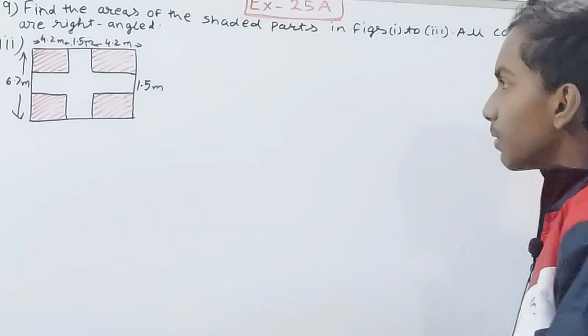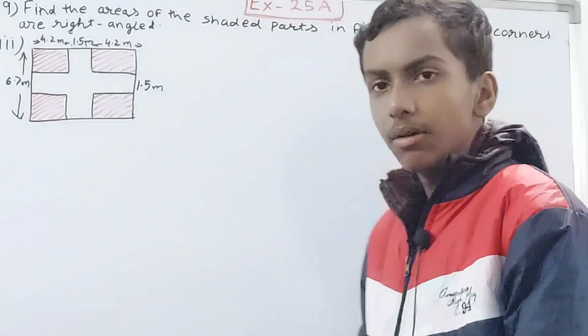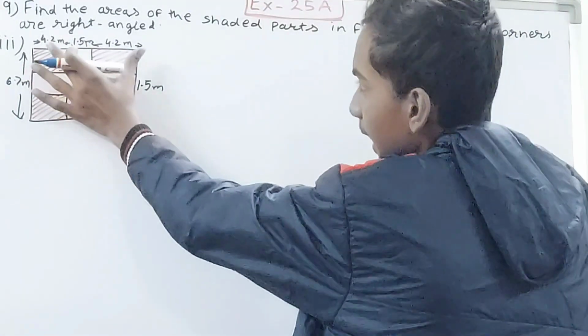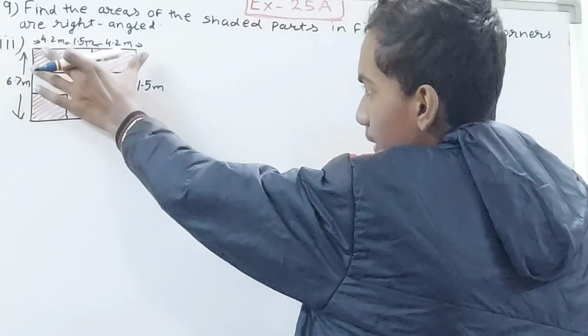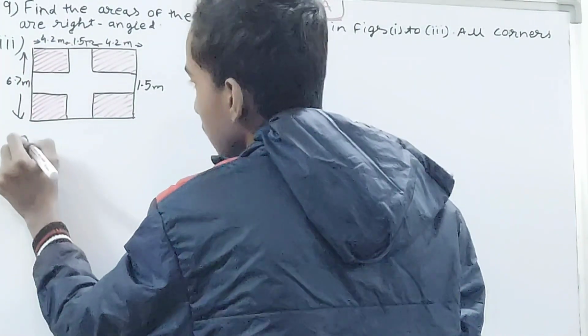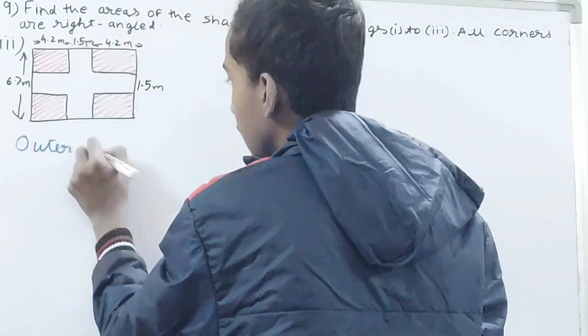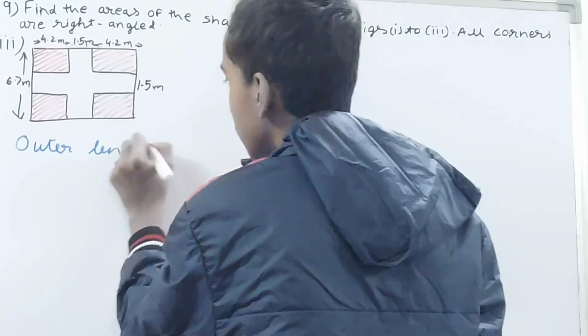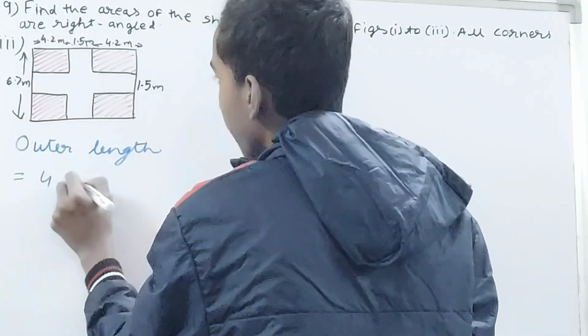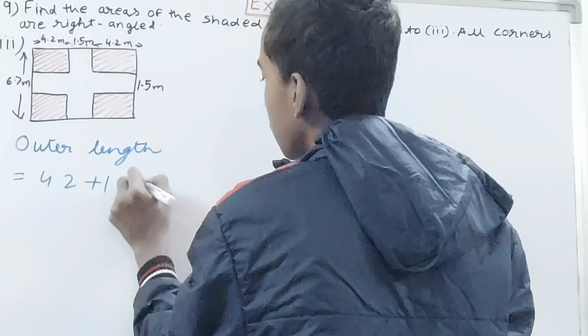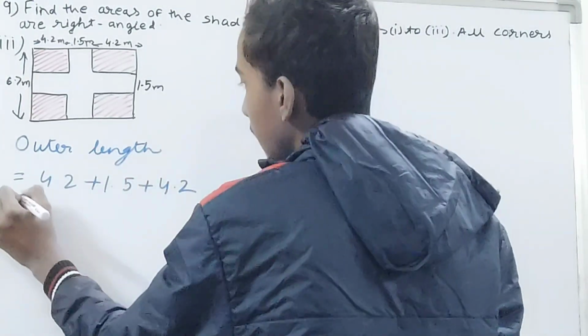First and foremost, what we will do is calculate the outer breadth and the outer length. Outer length will be 4.2 plus 1.5 plus 4.2, right?